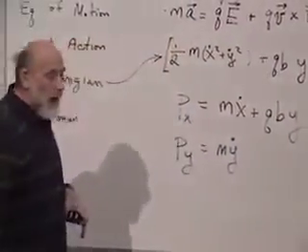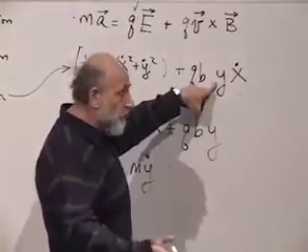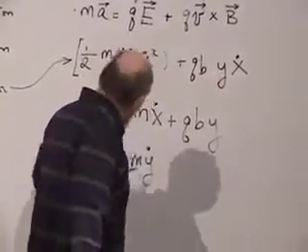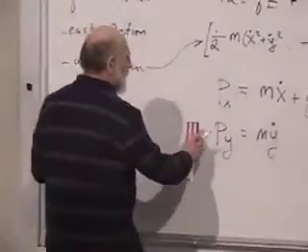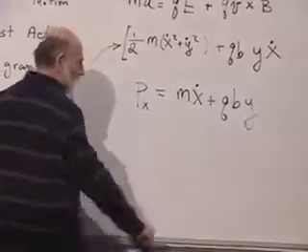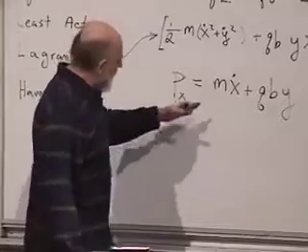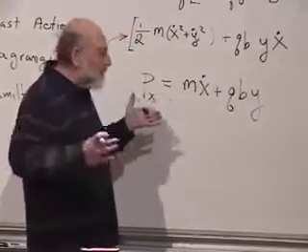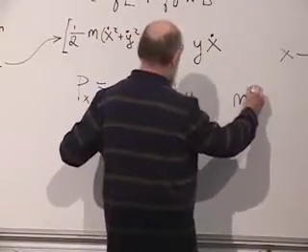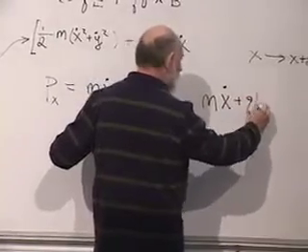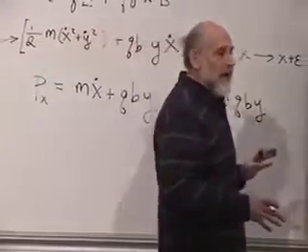What about Y goes to Y plus a constant? This term changes. If you shift Y a little bit, this term changes. So the Y component of momentum is not conserved. All right, let's forget it for the moment. What we've learned is that Mx dot plus QBY is conserved.